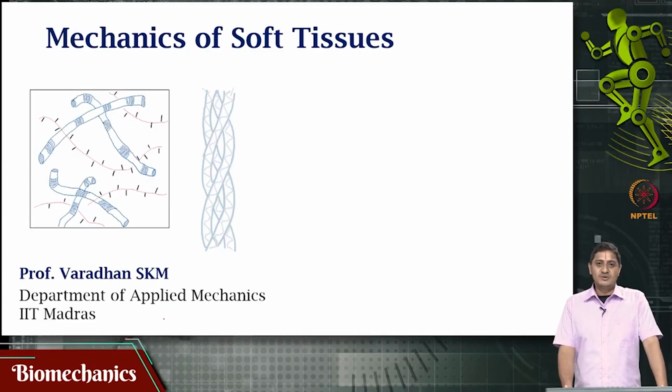Welcome to this video on biomechanics. We have been looking at mechanics of soft tissues. In the previous videos, we looked at soft tissues like cartilage, ligaments. In the last video, we looked at tendons. Specifically, we looked at the relationship between stress and strain in tendons. We discussed some models of nonlinear elasticity in a tendon.